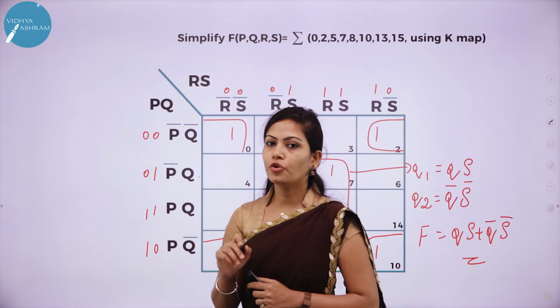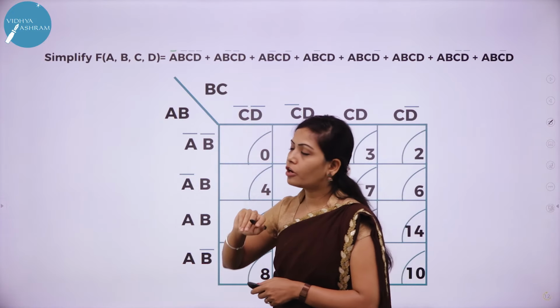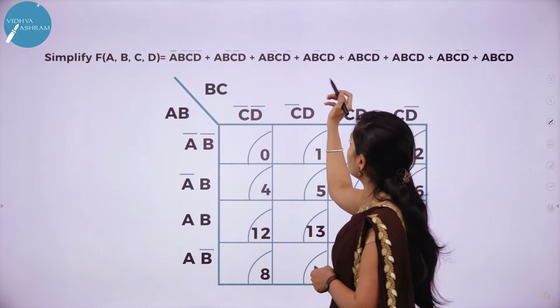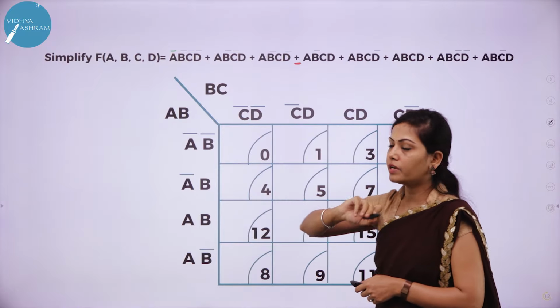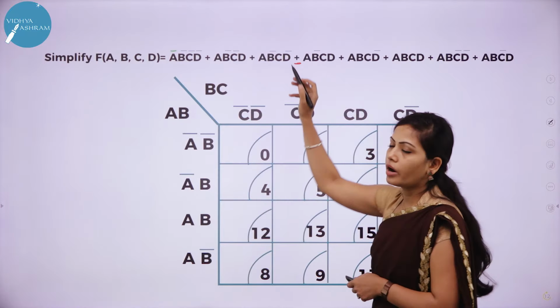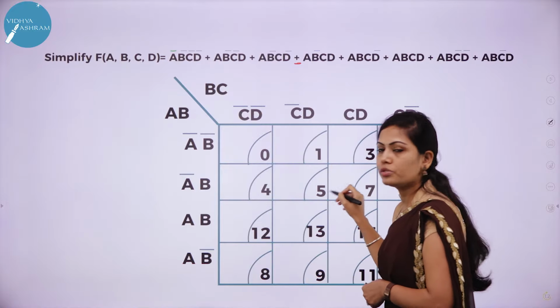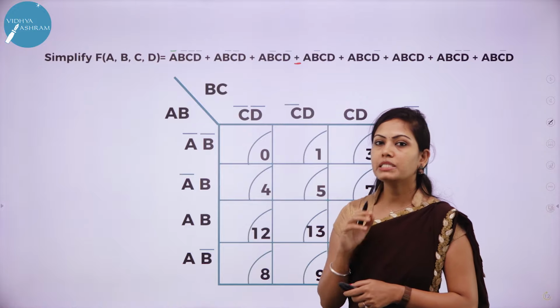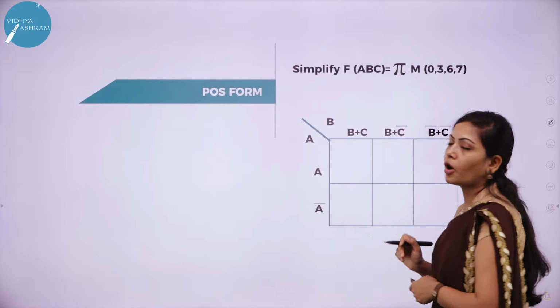So this is your 4 variable K-map. So next problem is simplify f of a, b, c, d. Here also we have 4 variables and they have given the sum of product terms. These are in ON condition. So in place of all these terms you have to put 1 and the remaining are 0. This is the assignment question. Please practice this problem.